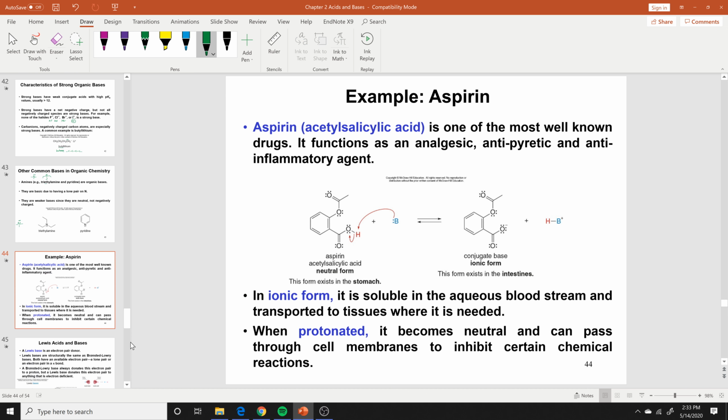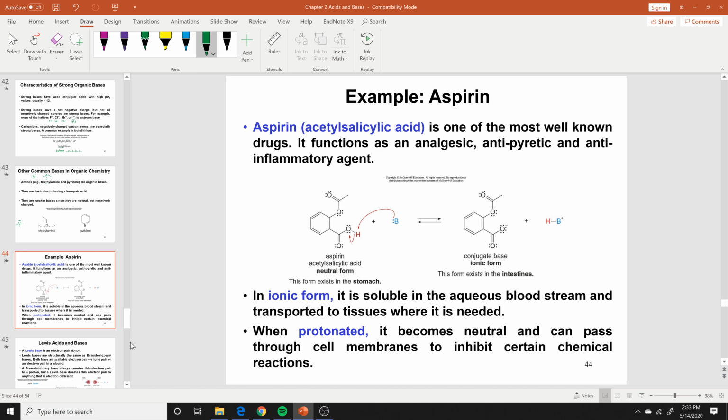One of the labs that we're going to do is the synthesis of aspirin. Aspirin acts as both an acid and a base. Aspirin can act as a base from its lone pairs on the oxygen, and it can act as an acid from the acidic hydrogen next to the carboxylic acid there. In its ionic form, aspirin is normally soluble in the bloodstream, and when it reacts with a base, it's deprotonated.